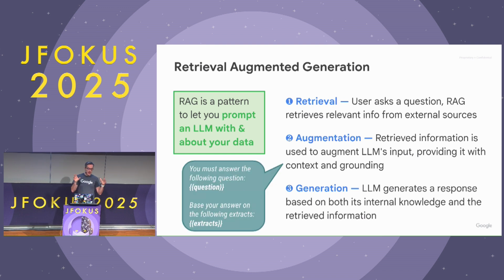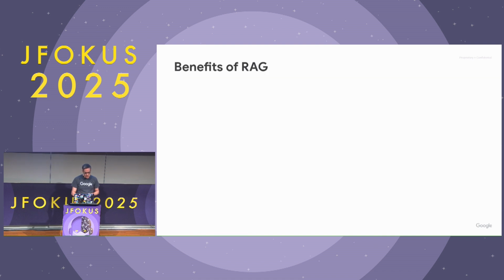Usually there's a common template that we use. You say, OK, you must answer the following question. Then you give the user's question. Base your answer on the following extract, documents, etc. You replace the placeholders with the right data, of course. And then the LLM will figure out how to respond depending on what's given in the prompt.